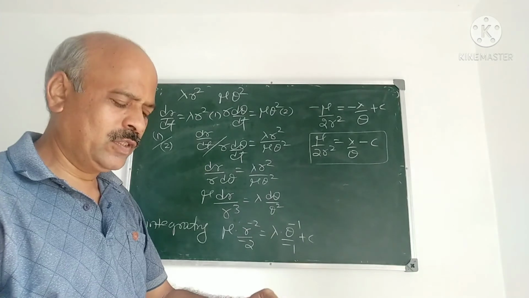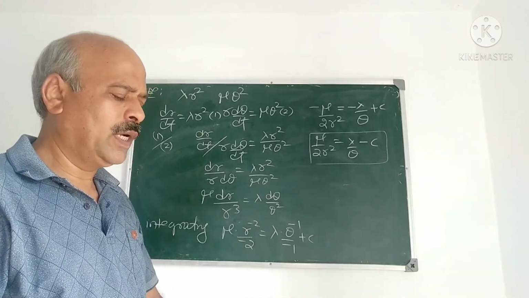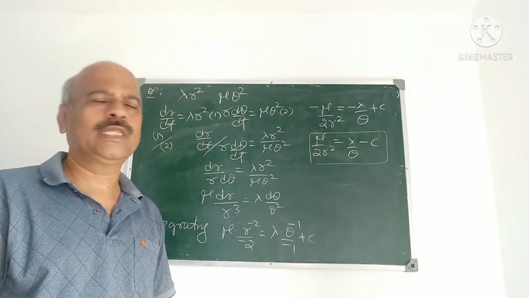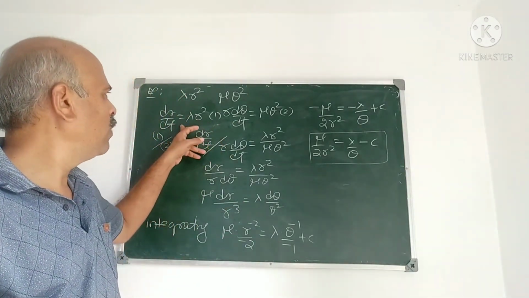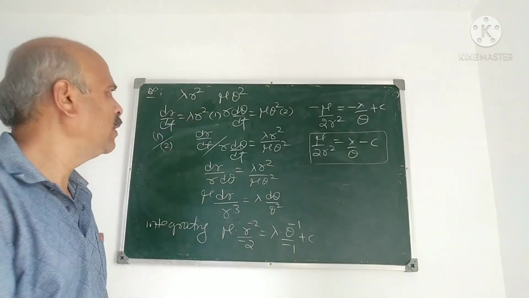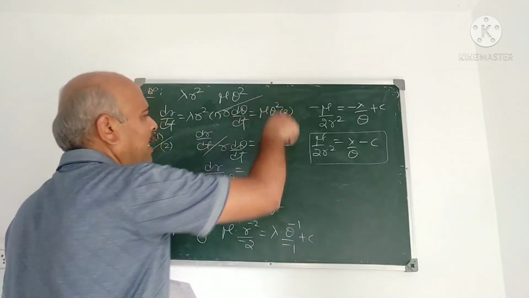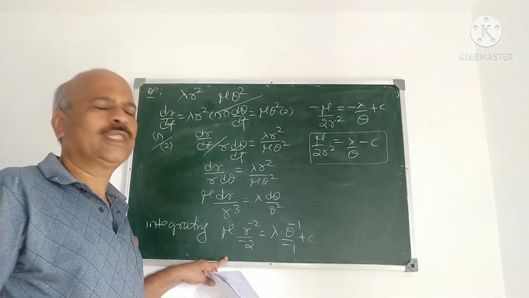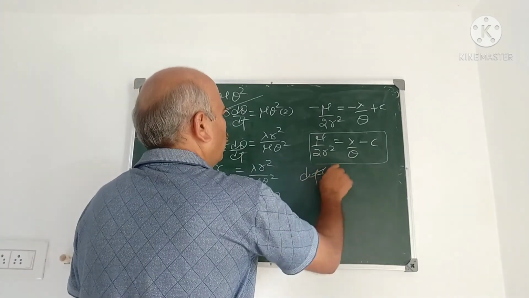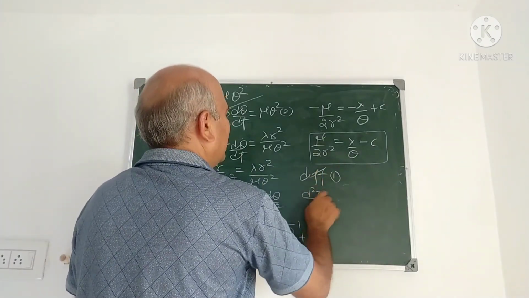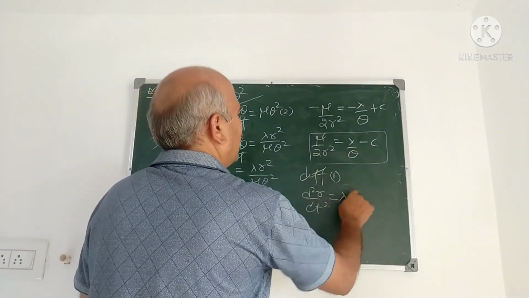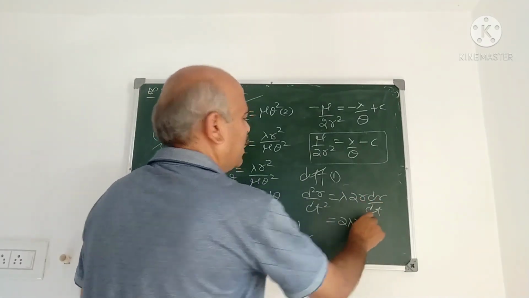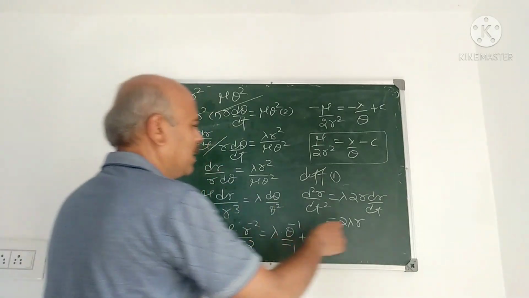Also find the radial and transverse acceleration in terms of r and theta. We know the expressions for radial and transverse acceleration, so we require d2r by dt square. I differentiate equation 1 to find d2r by dt square. Differentiating 1, we get d2r by dt square is lambda 2r dr by dt, therefore 2 lambda r, what is dr by dt?